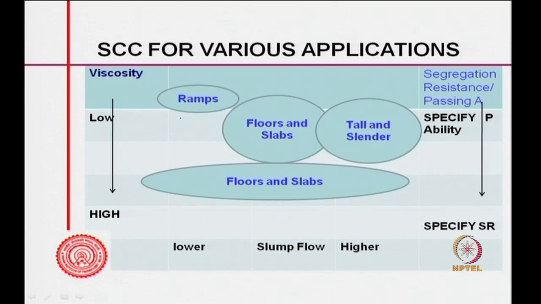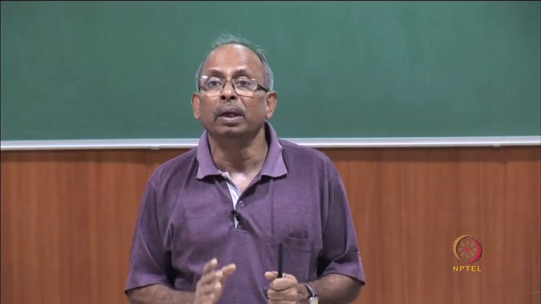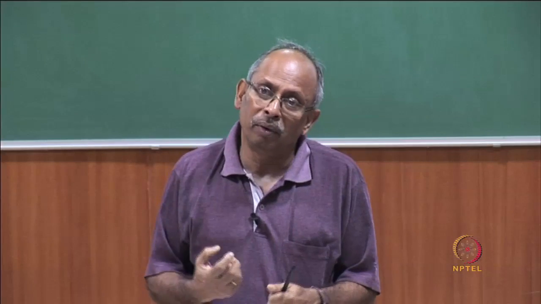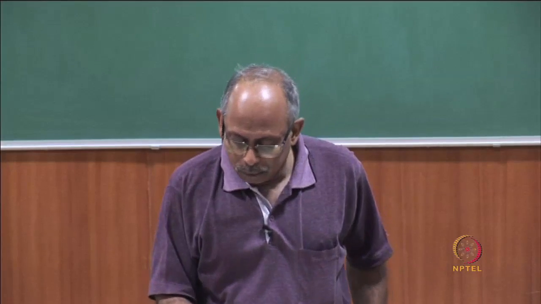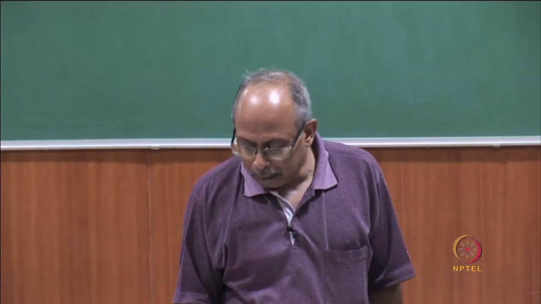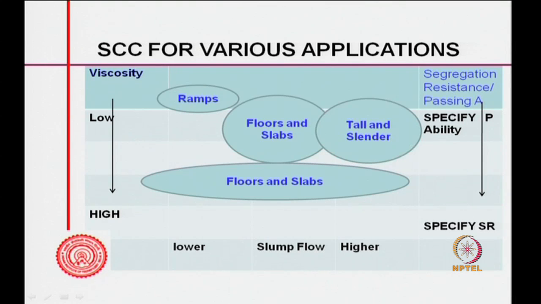And floors and slabs, tall and slender structures, you need low viscosity but high flow. For a tall slender structure, you also need passing ability, because you might have a lot of reinforcement. So flow could be high, you need a lot of flow, and therefore should have passing ability as well. This will be part of floors and slabs, can be thin floors, thin slab, but for larger floors and slabs which are flat, you might require segregation resistance to be specified, and depending upon the situation might require higher slump flow or lower slump flow.